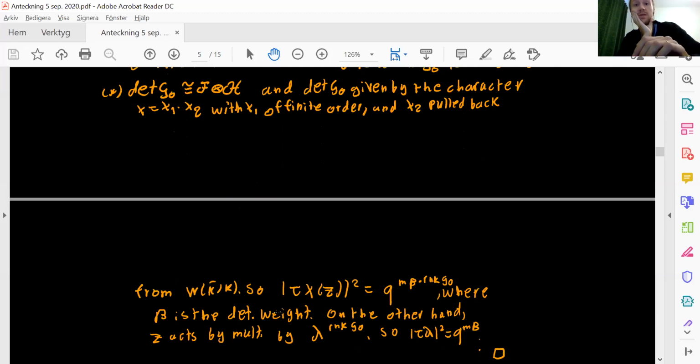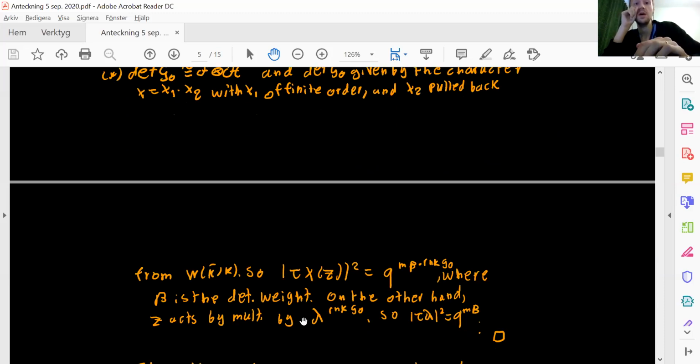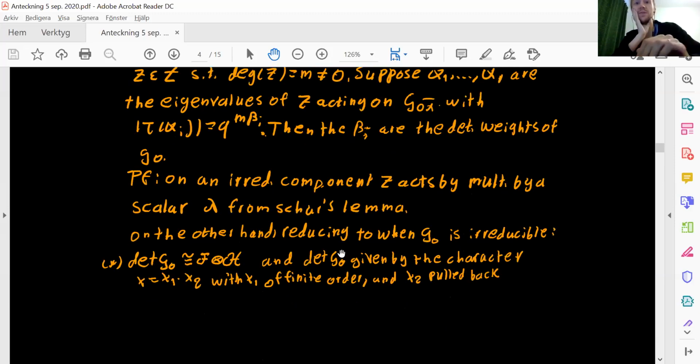So we know then that the absolute value of tau of chi(Z) squared is equal to q^(M beta times the rank of D0), where beta is the determinant weight. Just basically by this definition. But on the other hand, you know that Z acts by multiplication by lambda to the rank of D0. So if you make these two equal, you will see that you get this equality here, that the absolute value of tau gamma squared is equal to q^(M beta). This was precisely the theorem.